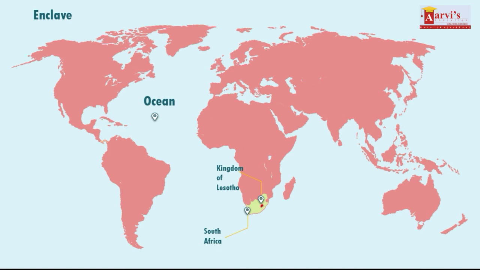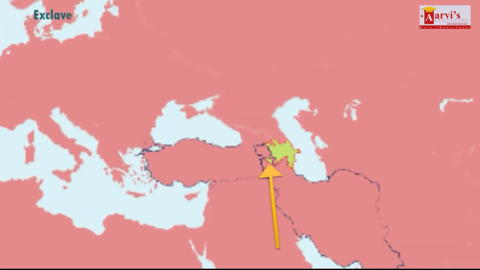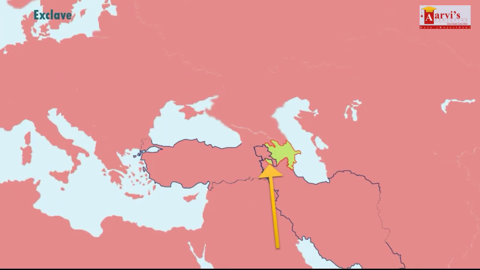Exclave. An exclave is a portion of a state's territory geographically separated from the main part and surrounded by alien territory. Nakhchivan, which borders Turkey, Armenia, and Iran, is an exclave of Azerbaijan.